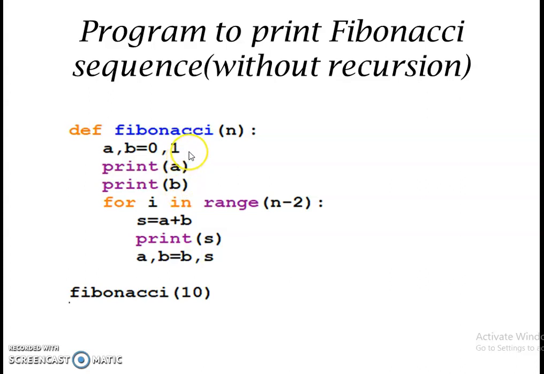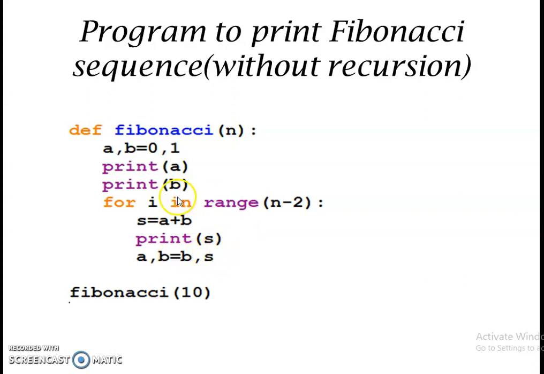Now we need to print n minus 2 terms. So here we are using for loop, and range is n minus 2. We are printing value of s, and here s is sum of A and B, that we have already discussed, that the next term is given as sum of previous 2 terms. So here we are adding A and B, and we are printing value of s. And next we are assigning B to A and S to B. So new value of A will be B and new value of B will be S, right?